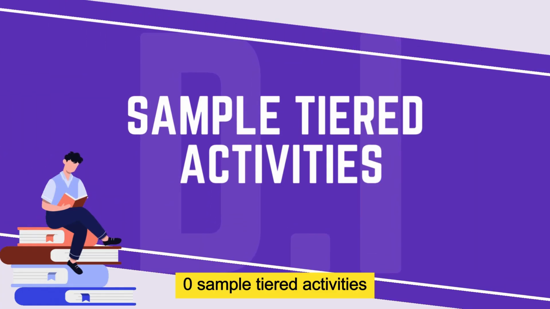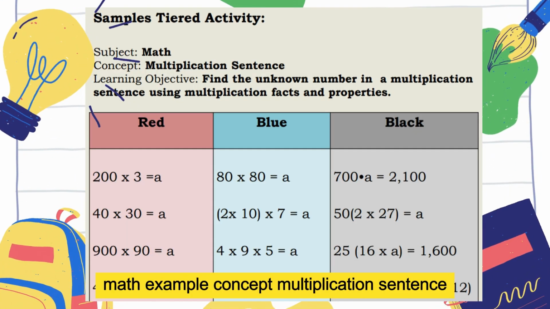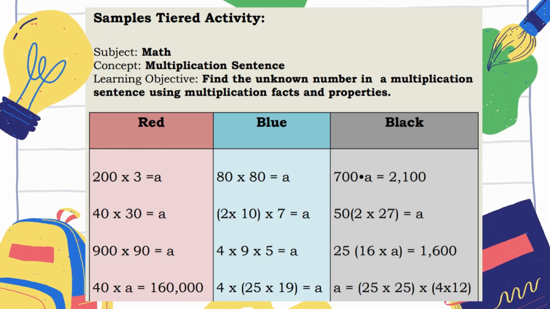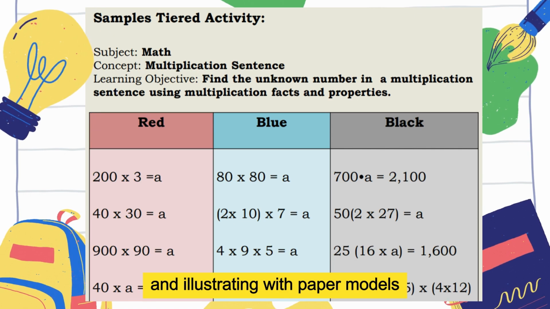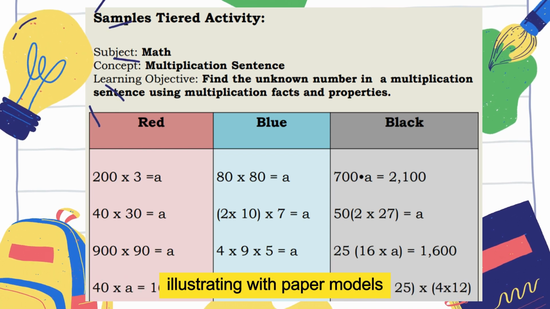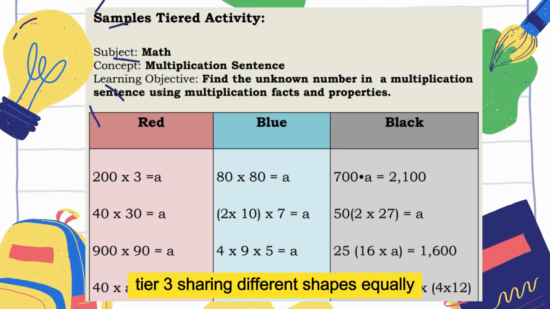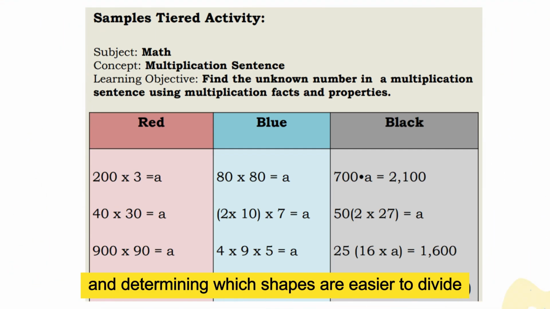Sample tiered activities. Let's look at some sample tiered activities. Math example, concept, multiplication sentence. Tier 1, sharing food items equally and illustrating with paper models. Tier 2, sharing food items in groups of 3 and 6, illustrating with paper models. Tier 3, sharing different shapes equally and determining which shapes are easier to divide.